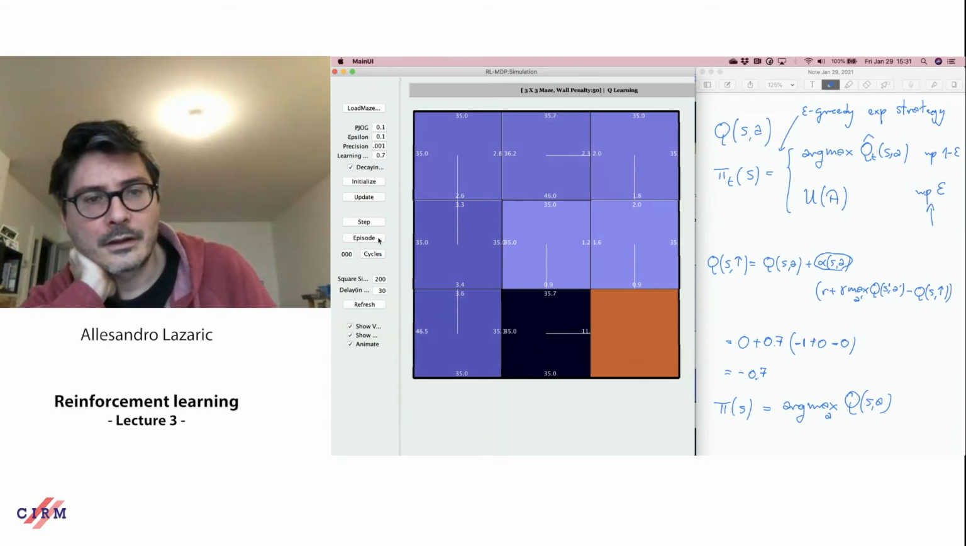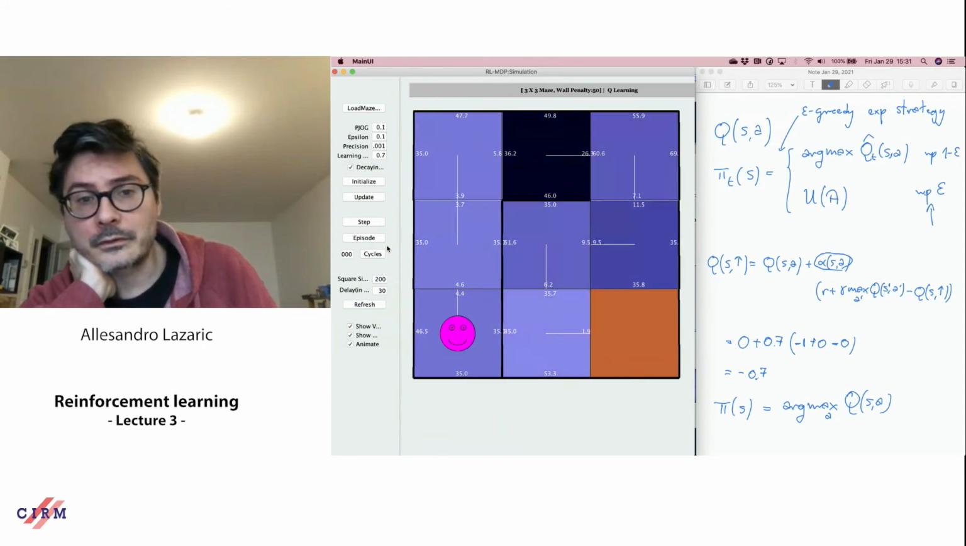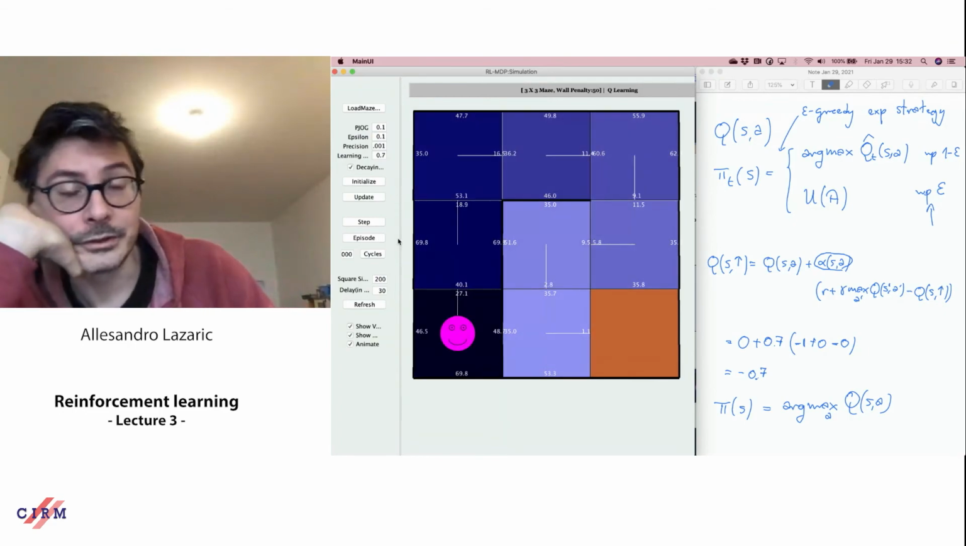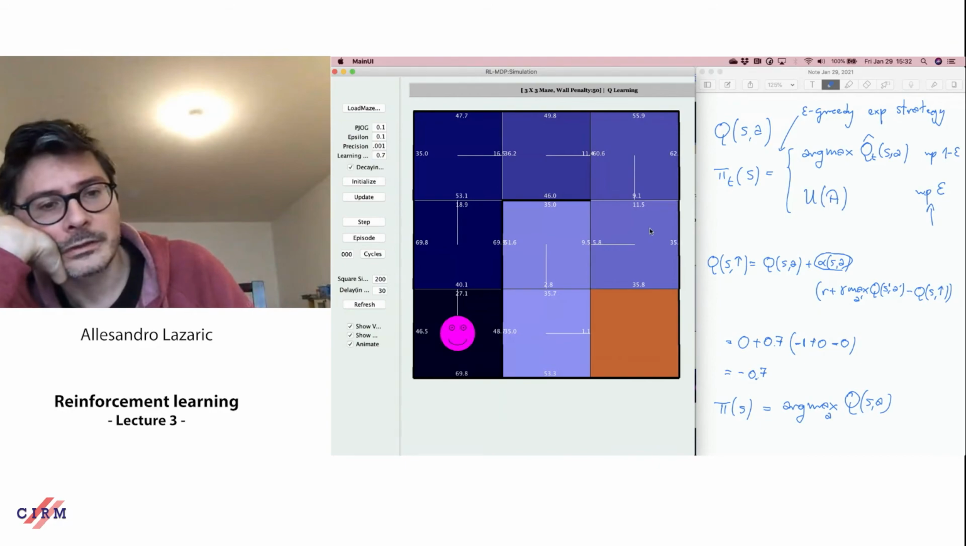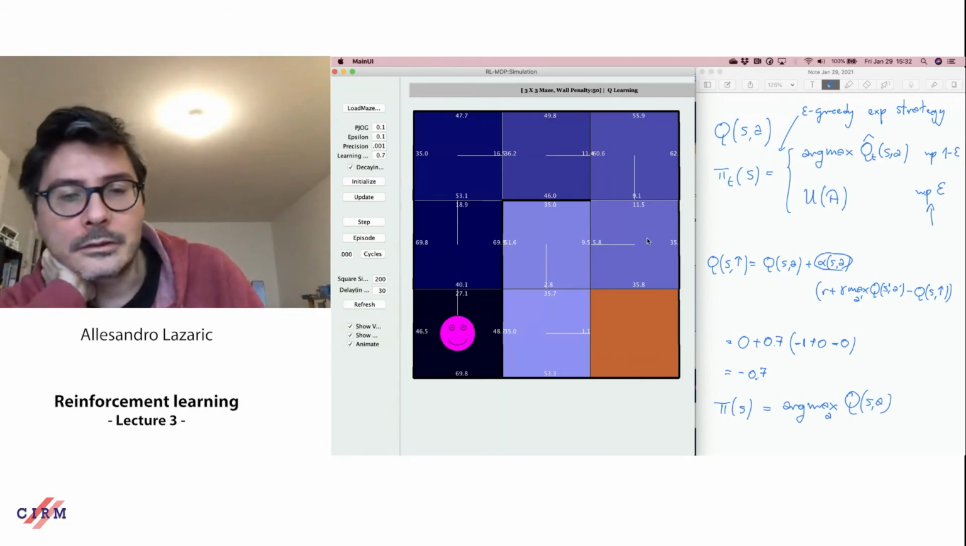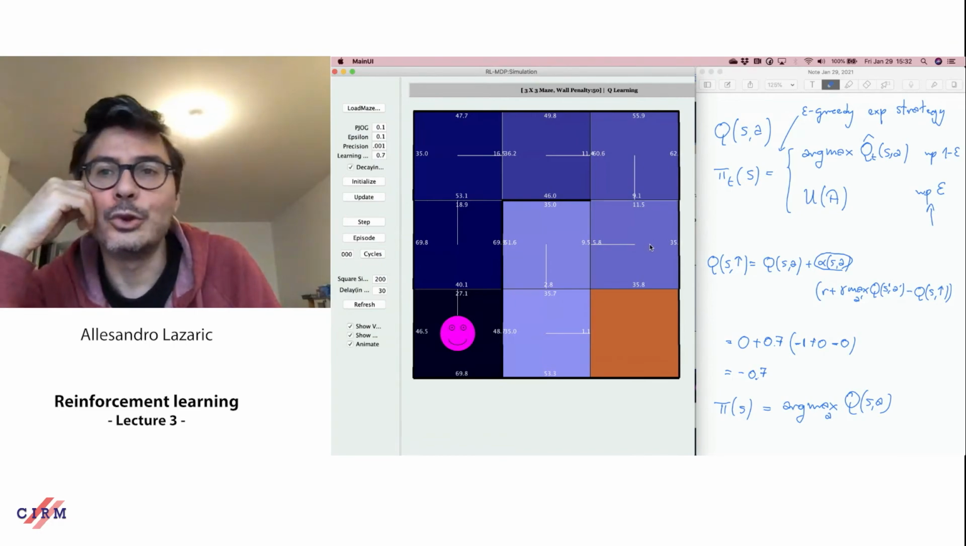So let's go again, a couple more episodes. And you see that sometimes episodes are very long, right? Because it might not even reach the goal. Okay, so let's look at what we learn now. And it's kind of curious because now we look something decent. It's up, right, down. And then we ended up in what we would normally call a local optimum, right?